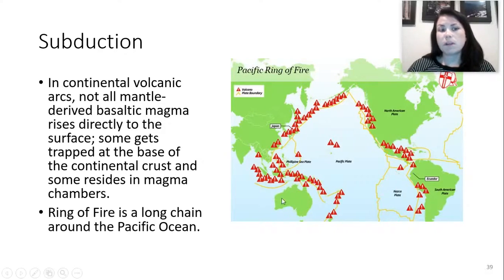And we see this typically around the Ring of Fire, which is the long chain around the Pacific plate in the Pacific Ocean. So you can see here, all these little triangles represent all of the volcanoes around the Ring of Fire.